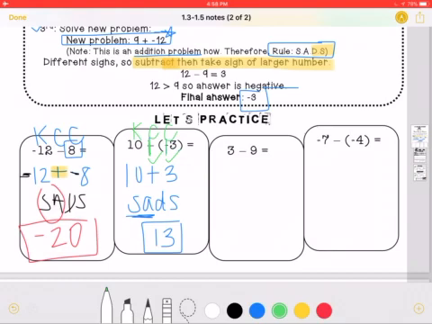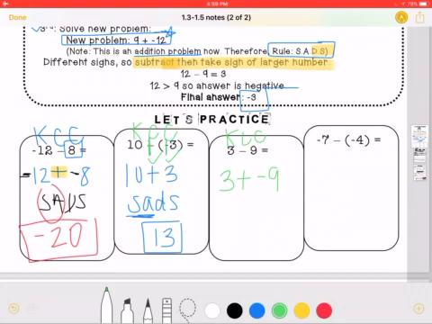All right, next, let's do this next one together. I'm going to say KCC. Let's keep it a 3. Change subtraction to addition. Change a positive 9 to a negative 9. Now that I have an addition problem, you should be thinking of SADS. Same sign add, different signs subtract.